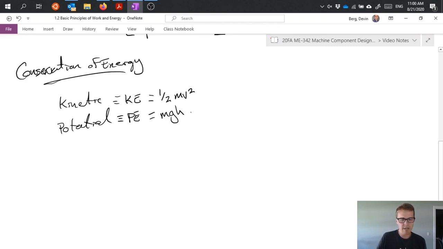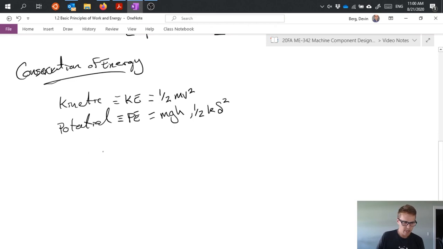However, we can also have potential energy stored in a spring or stored in something from elastic deformation. In which case, the equation for potential energy would be 1/2 k delta squared. Now in this case, k is the spring constant. It's how much force it takes to compress the spring or whatever it is by a certain amount. And then delta is how much that thing is compressed or distorted. It's the deflection. And so we can put all that together.